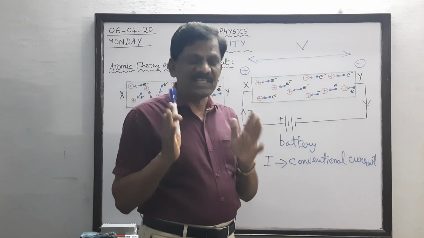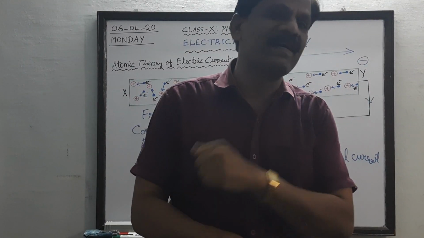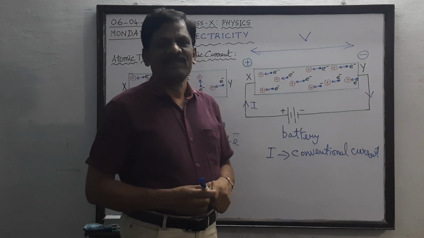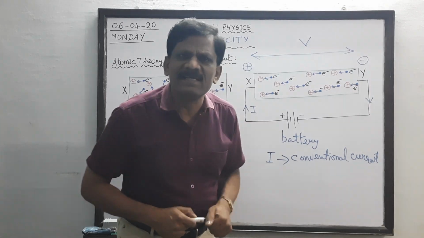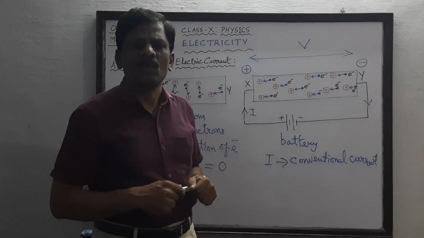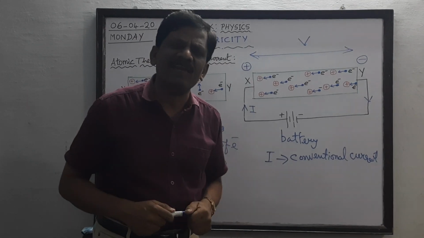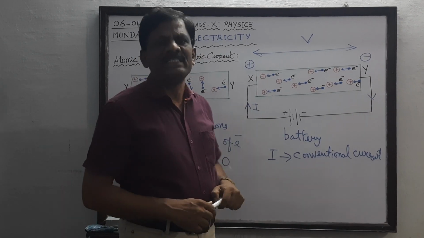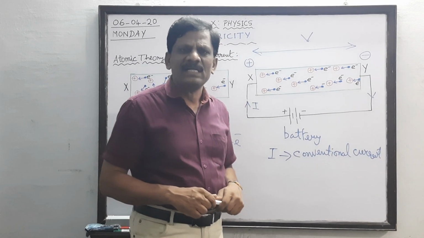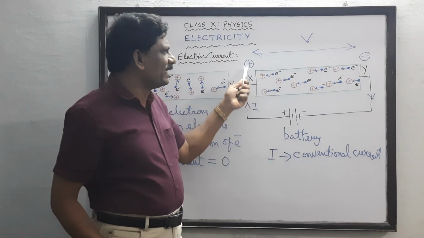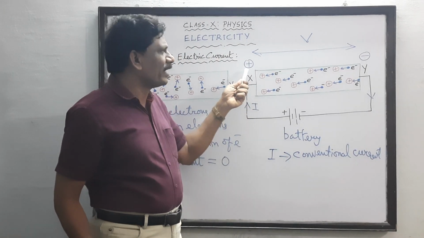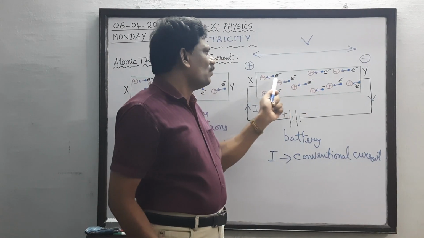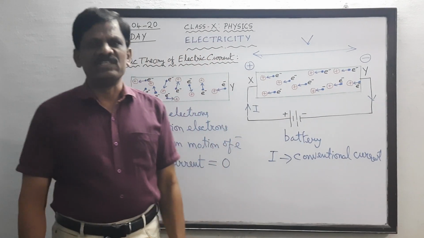But who is actually responsible for the current flow in the conductor? Yes, it is the free electrons. What charge do the electrons possess? Negative. So what will happen? Towards which potential they will move? Towards the positive potential. In this picture, which end is having a positive potential? You are right. That is the end X is having a positive potential. So the electrons will be moving towards the positive potential.